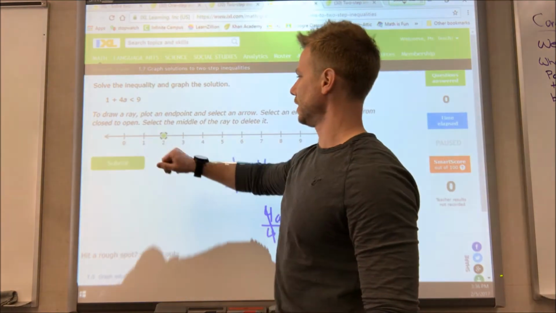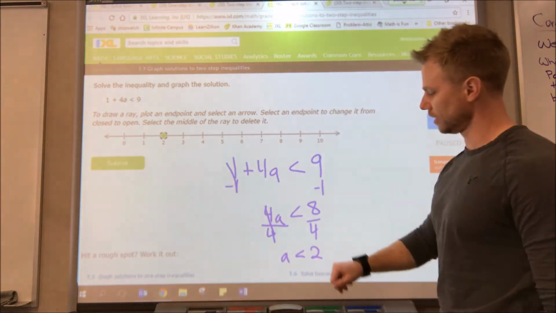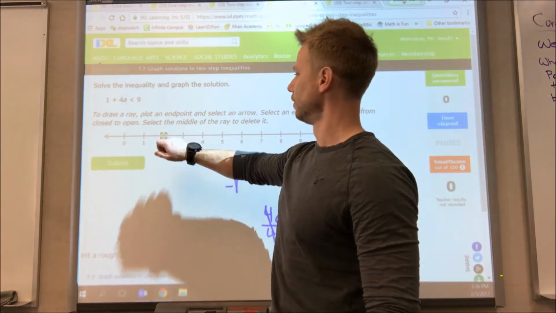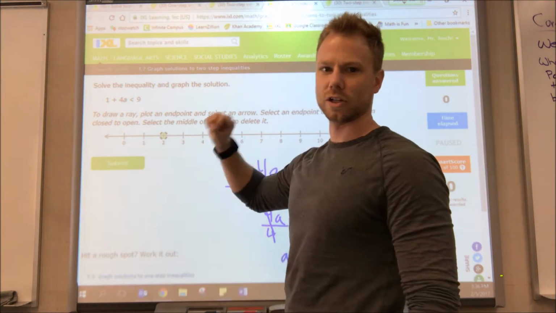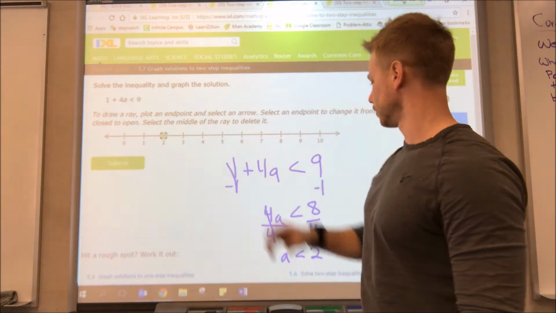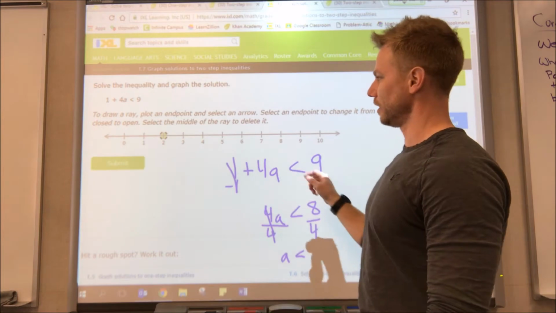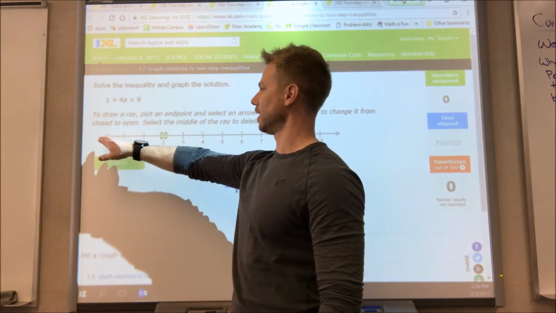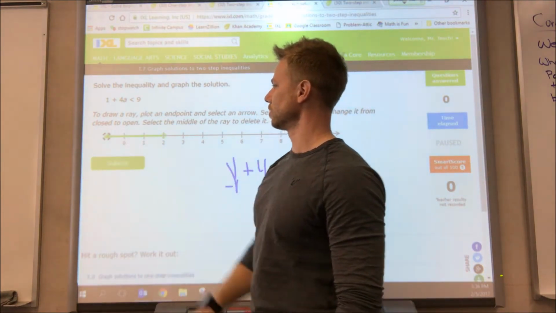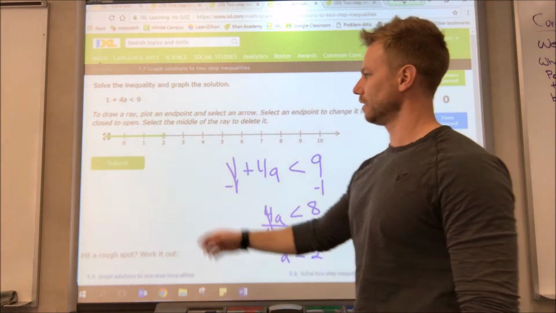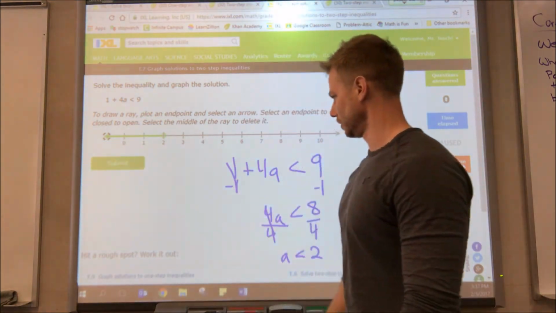So we're going to put a dot at a, and since it's less than, it has to be an open circle. So if you click it once, it's a closed circle, touch it again, it's an open circle. And then we want numbers less than, so we need an arrow to the left. So just click on the very end of the number line, and it gives you an arrow going to the left.